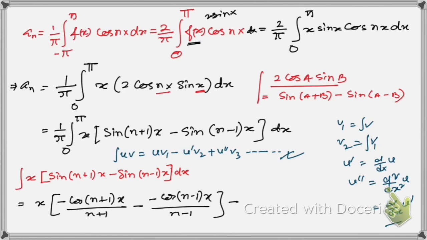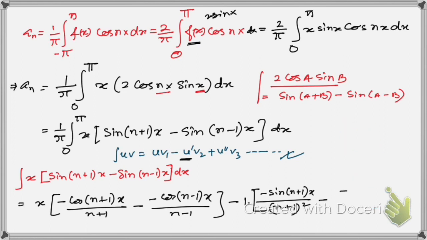Then minus u dash, derivative of x, right? So that is 1. Then integration of this, then again what you will get is minus sine((n+1)x) by (n+1) whole square, right? And this, let me clean these things, minus sine((n-1)x) by (n-1) square, right?